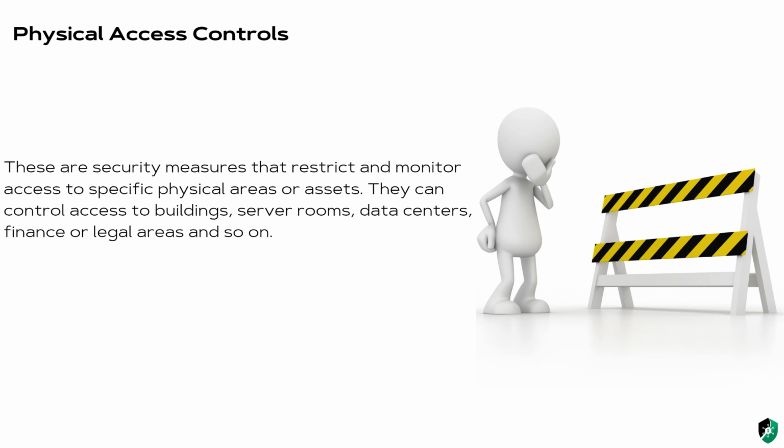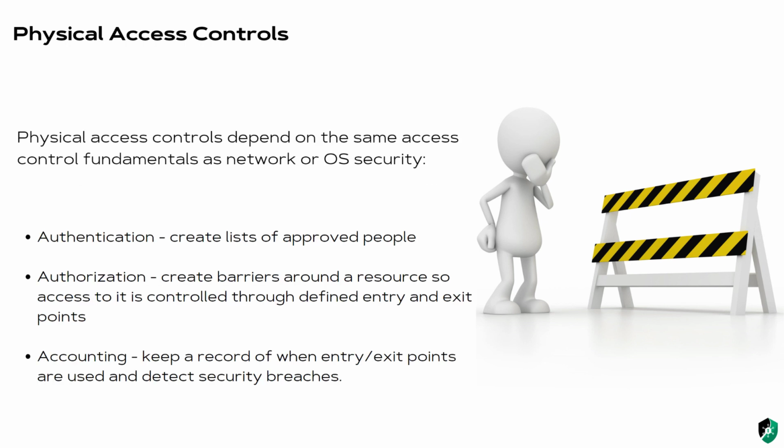And of course, they can control access to buildings as well, server rooms, data centers, finance or legal areas, and so on. Now, physical access controls will depend on the same access control fundamentals as your network or operating system security. We're talking about authentication, for example, right? There needs to be a list of approved people that will be allowed to enter into a building, and then authorization obviously will create barriers around the resource, so access to it is controlled through defined entry and exit points.